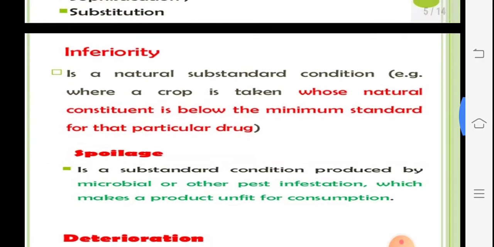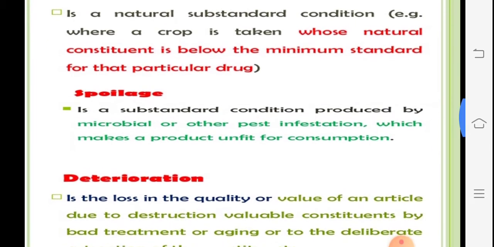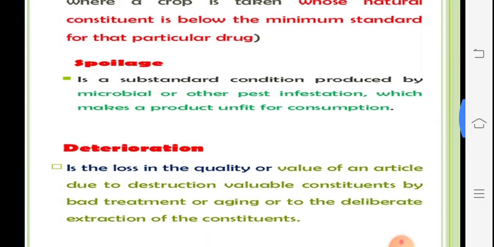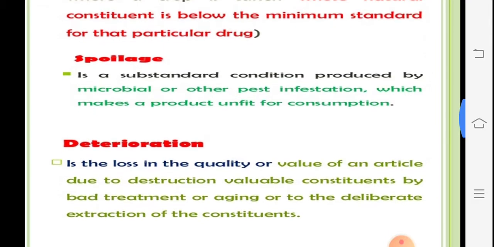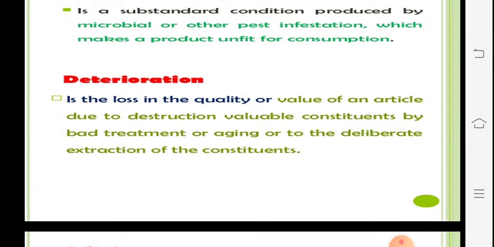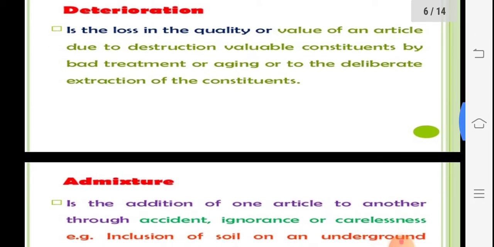In inferiority, for example, any crop with natural variation generally shows the minimum standard. In spoilage, a drug is disturbed by microbial or fungal growth or pest infestation, which is added into the original good quality drugs. Then deterioration: suppose the good drug is going to decompose due to rainfall or lack of care, so the valuable drug shows decomposition.